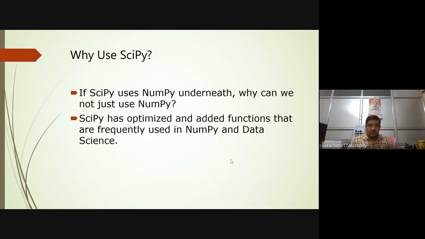And why do we use SciPy? SciPy uses NumPy underneath, so why can we not just use NumPy? SciPy has optimized and added functions that are frequently used in NumPy and data science. So that's why it is a very popular library.